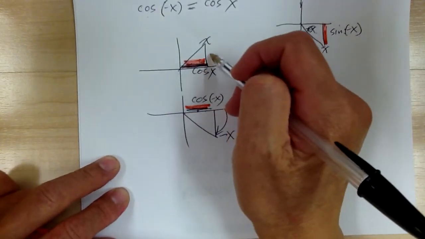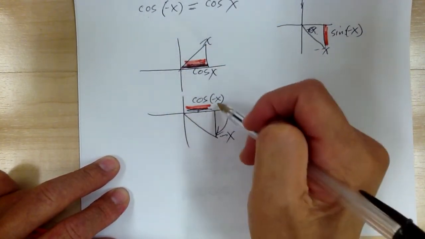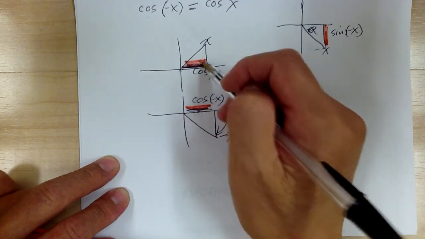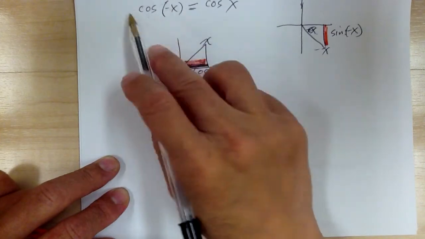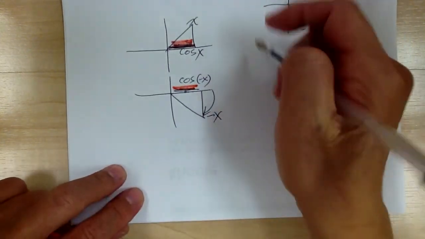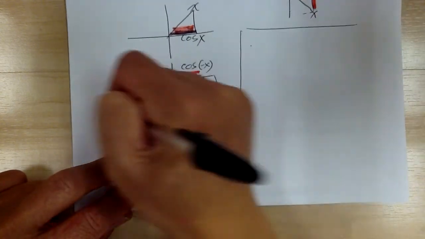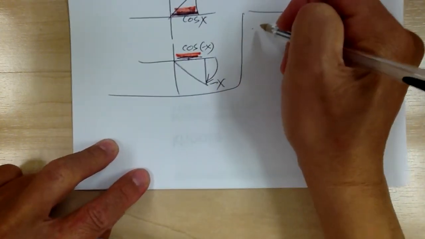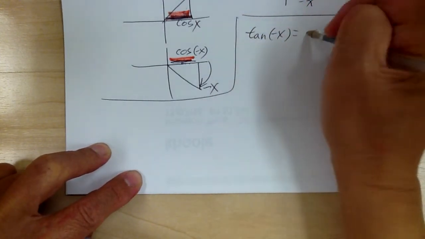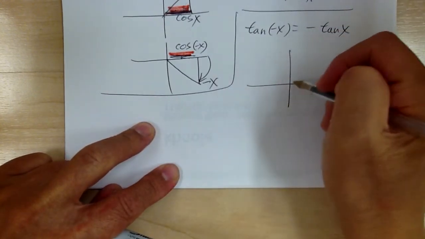Over here, if you draw the angle x, and you draw the negative angle x, and compare their length, they are the same, therefore they will have the same sign. Okay. Now let's go and do the tangent. So notice, you have the tangent of negative x equal to negative tangent of x. Okay. So all you have to do is draw your picture, right?